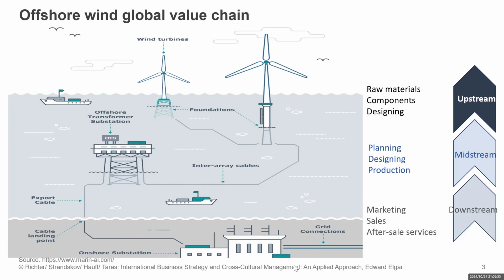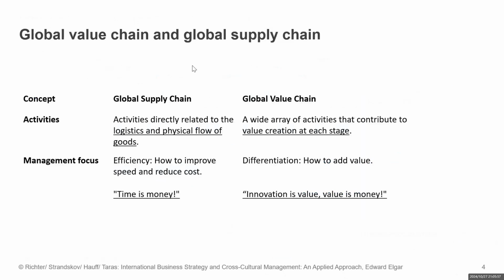Now, notice that managing the global value chain and the global supply chain is very different. A supply chain focuses on the logistics and physical flow of goods, like getting the cocoa beans from the farms to the factory, and then shipping them to the stores. They care about being fast. They want to reduce the costs in moving the goods from suppliers to the customers.